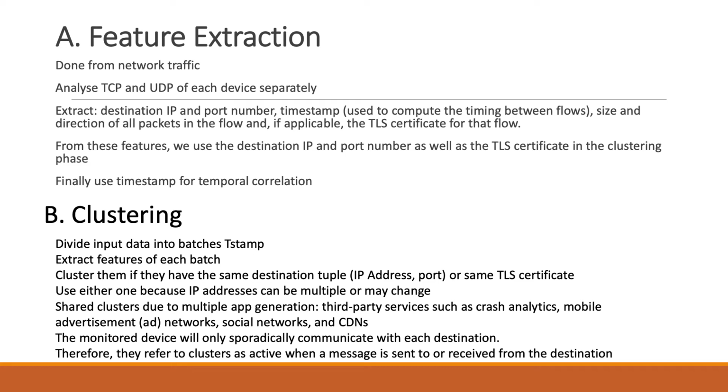So the clusters are correlated if they have the same... The flows are clustered together if they have the same tuple, where the tuple consists of the IP address as well as the port number. And sometimes there are even cases of shared clusters because of multiple app generation.